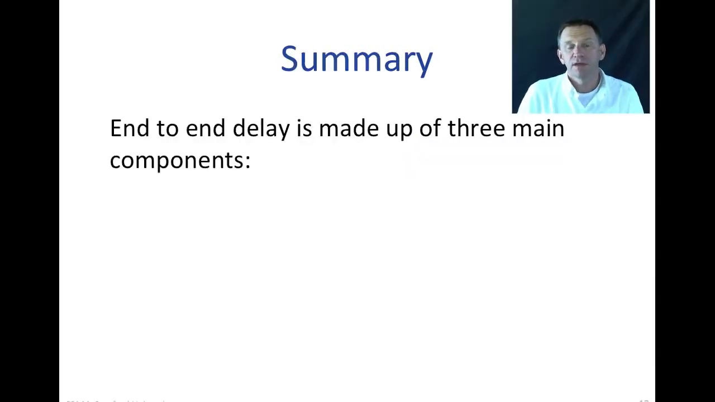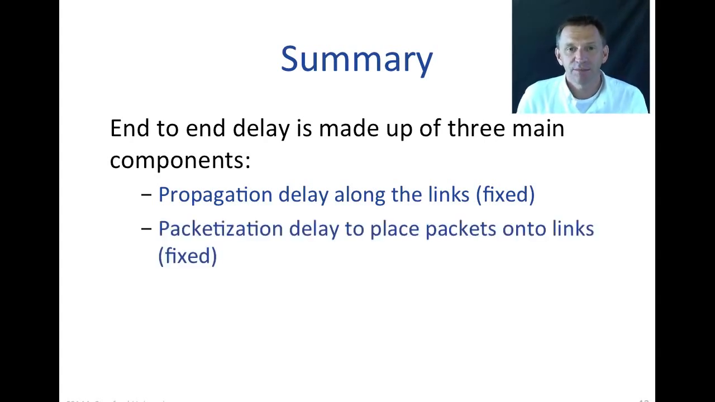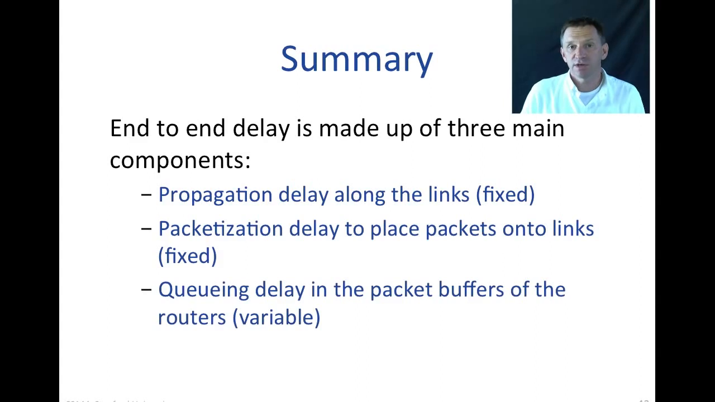In summary, the end-to-end delay is determined by three components. The first is the propagation delay along the links, which is determined by the lengths of the links and the propagation speed. The second is the packetization delay, which is determined by the length of the packet and the data rate of each link. The third is the queuing delay, which is determined by the congestion and the queuing delay in the buffers and the routers along the path.